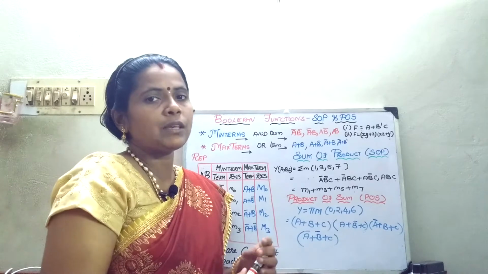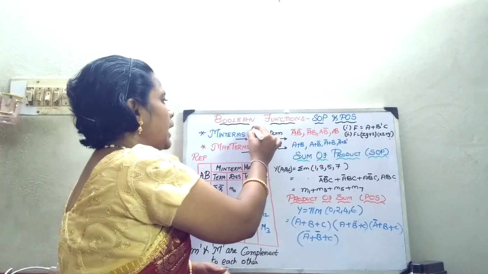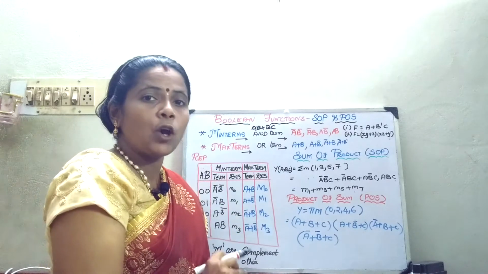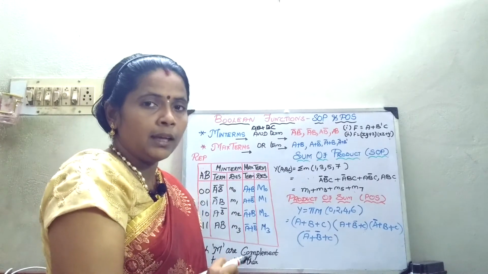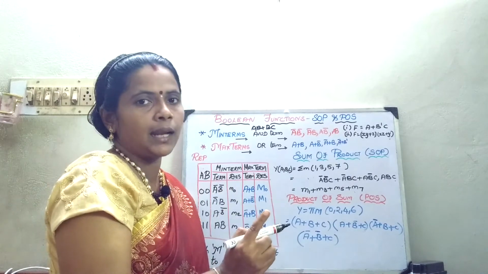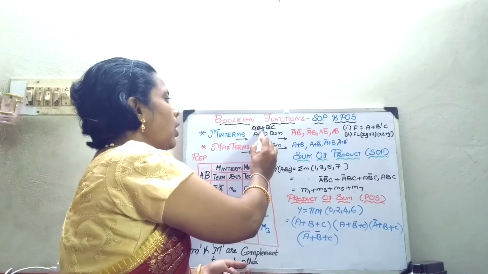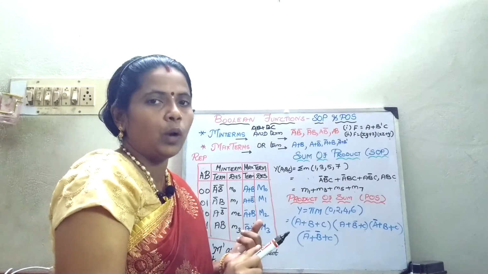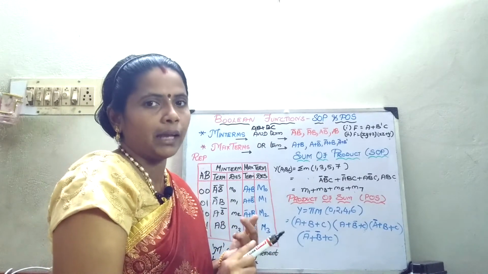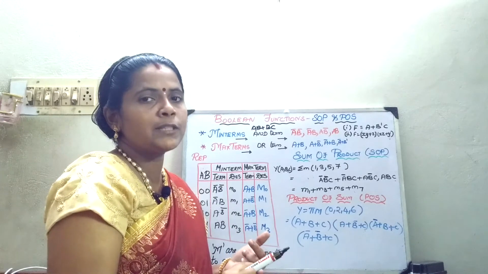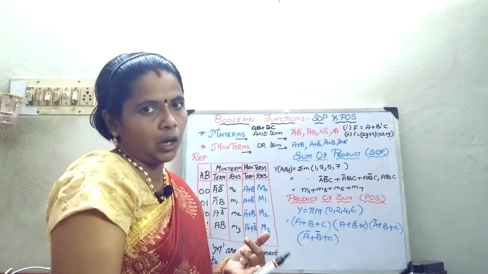Suppose I take an equation, let us say AB plus BC. Then how many gates are required? If you look, A into B is one AND gate, B into C is another AND gate, and you have an OR function here. So you require two AND gates and one OR gate, so three gates are required. Whenever I say three gates are required, the cost also should be taken into account.